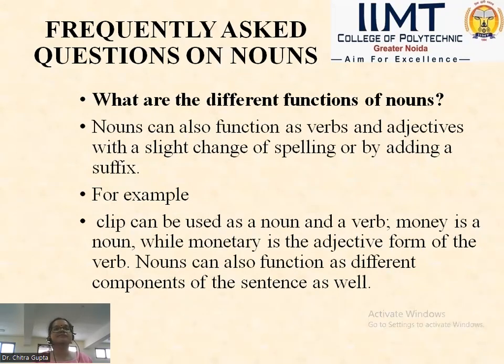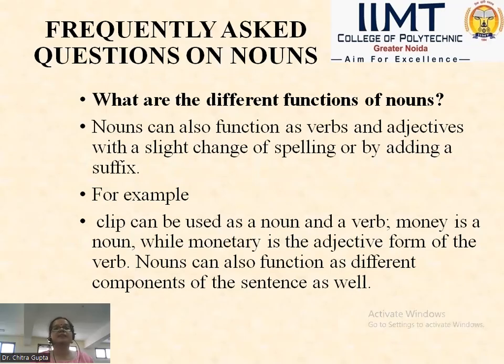Different functions of nouns. Nouns can also function as a verb and can be used as an adjective also, with a slight change of spelling or by adding a suffix, like clip. Of course, clip can be used as a noun and a verb. If I use clip as a noun, it is an object which is used to bind the clothes. It can be used as a hanger. But if I use clip in the sense that you should clip your nails today, then clip is used as a verb because action is going on here.